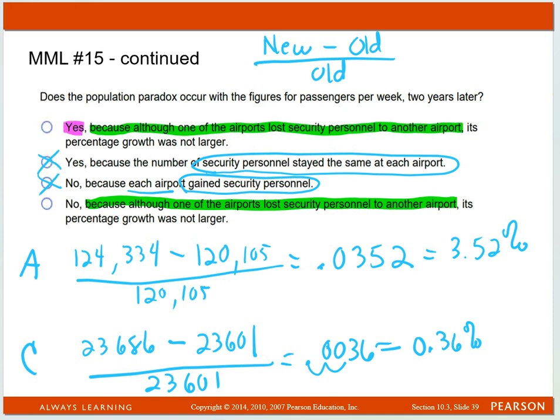this one is saying, yes, the population paradox occurs because they lost it. Its percentage growth was not larger. Yes, it was. Its percentage growth, wait a minute, its percentage growth was larger. This is saying was not larger. And then this one, need another color, says no, its percentage growth was not larger. Wait, you're both saying the same thing. Oh, wait a minute. Sorry. Brain fart. Let me go back here.